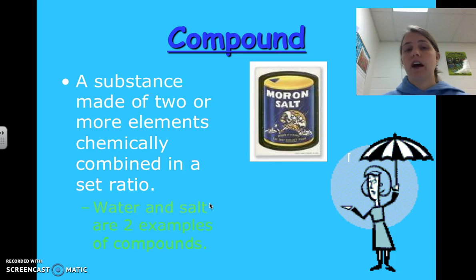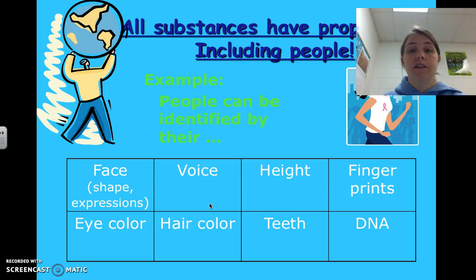Now also, whether it's a compound or an element: if it's made of 2 or more elements, it's a compound. Water, for example, is made up of oxygen and hydrogen, so it is a compound. Salt is sodium and chlorine, and it is a compound.